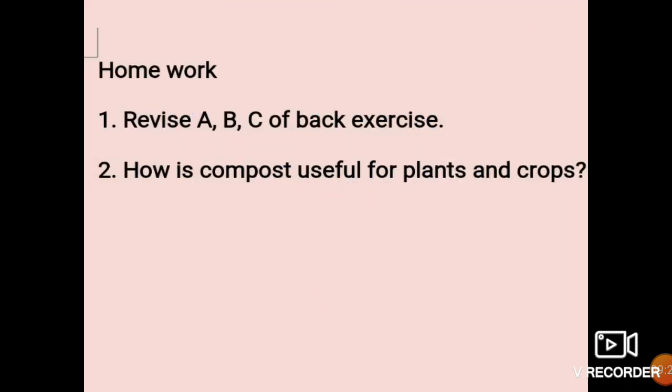And your homework, children, revise ABC of back exercise. Question number 2, you have to write the answer of this question: How is compost useful for plants and crops? You have to write the answer of this question.